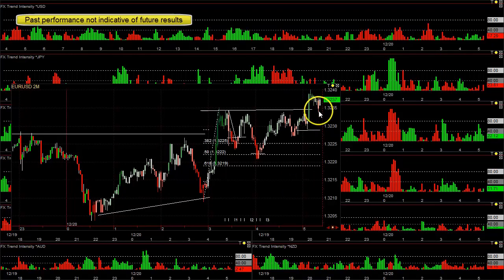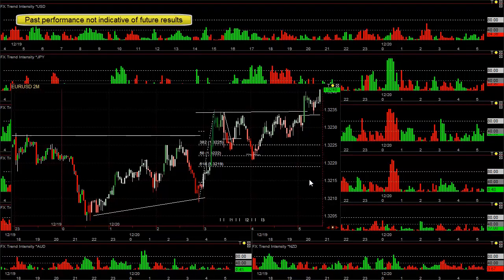If you want to move your stop underneath here to make sure you don't lose more than you need to, it's much better to lose 4 or 5 pips than 7 or 8. Much easier to get that back when you're scalping.